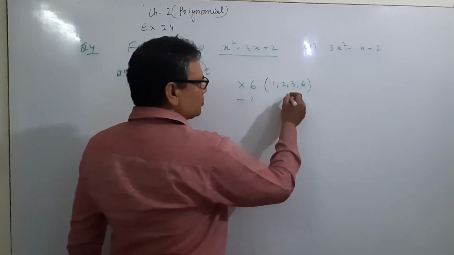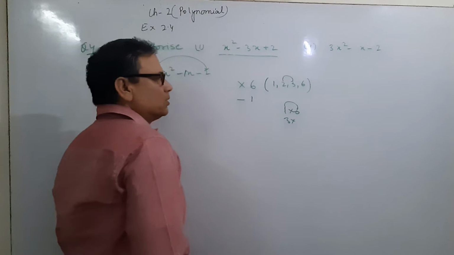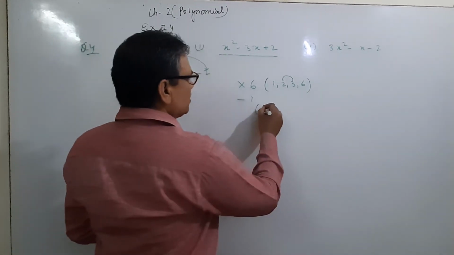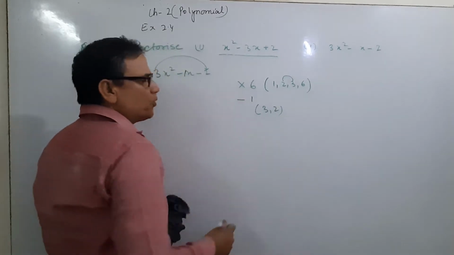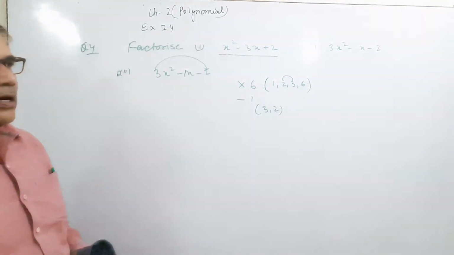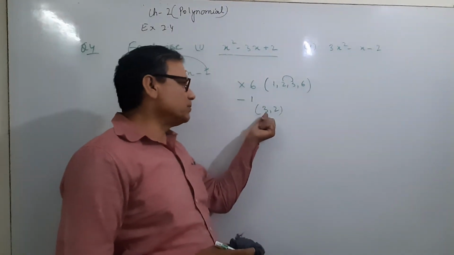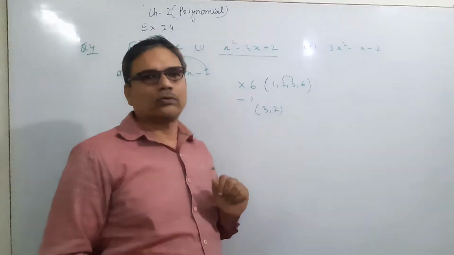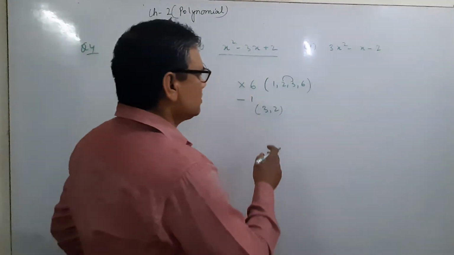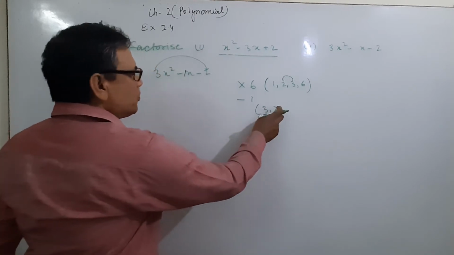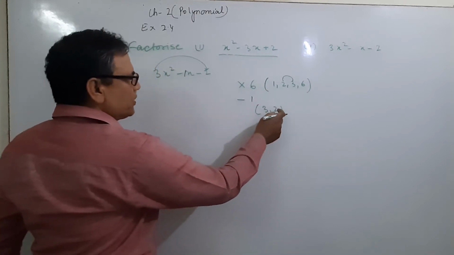And 3 into 2. So it means 3 and 2. Their product is 6 and the difference is 1. 3 into 2 is 6, and 3 minus 2 is 1. So the 2 values are 3 and 2, whose product is 6 and difference is 1.